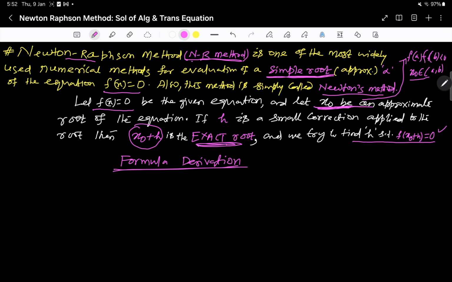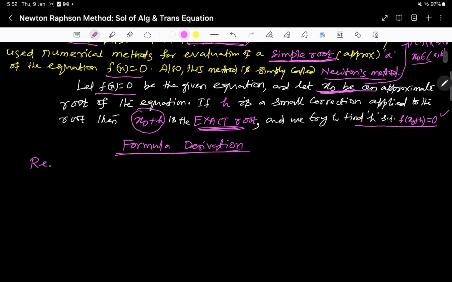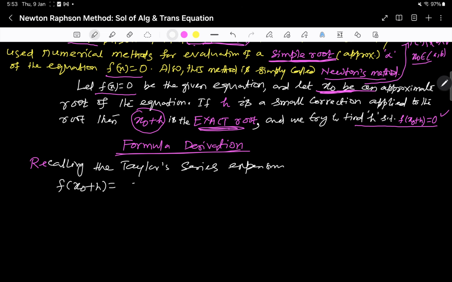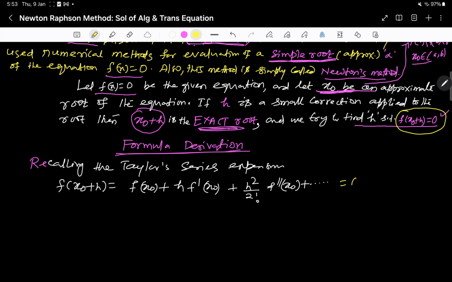Derive the formula for the NR method. Recalling the Taylor series expansion, you know f(x0 + h) is given by f(x0) + h f'(x0) + h squared by factorial 2 f''(x0), and so on, isn't it? In this context we have f(x0 + h) equal to 0.